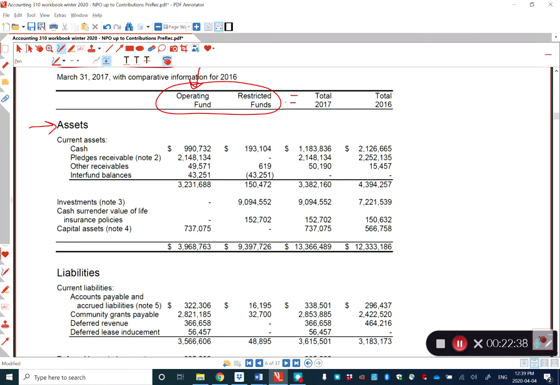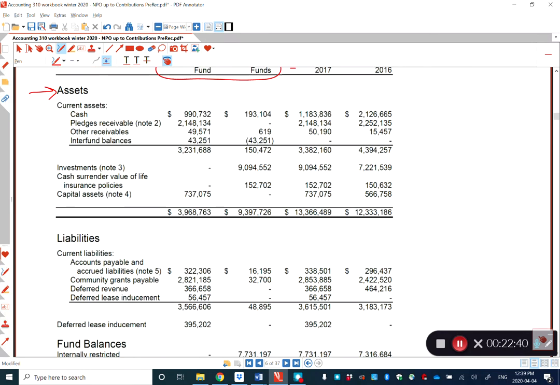So here's the balance sheet for the operating fund. It's got an assets section, right? And then you total up the assets as you would in any other balance sheet. And what has it got? Some cash, pledges receivable, we'll talk about that, other receivables, and then some balances between the funds. That basically means with that interfund balance, there's money that's owed from some other fund here. Then we've got some investments, life insurance policy, capital assets, etc. Normal items that you would see on a balance sheet.